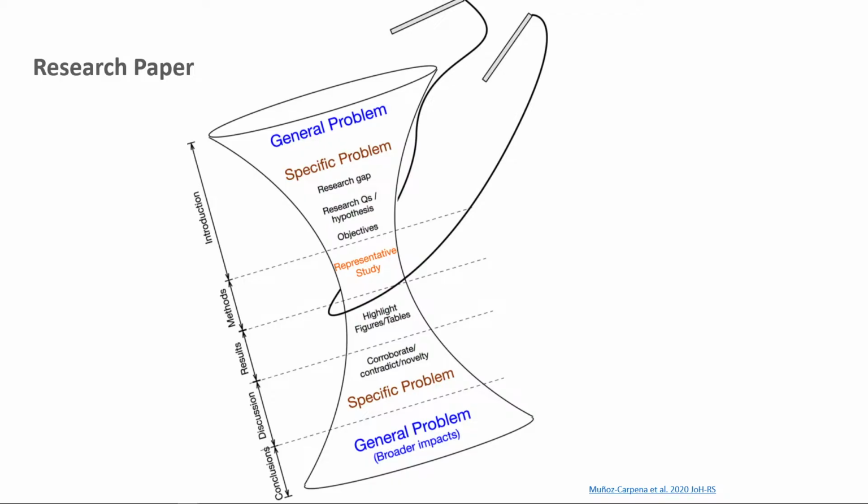So this is a diapolo structure, like this ancient toy, and this represents the structure of a good paper. You start from the general problem, and then you go to the specific problem, the research gap, research question and hypothesis, and your objective and scope. That would be the introduction section for your research proposal and your research paper.